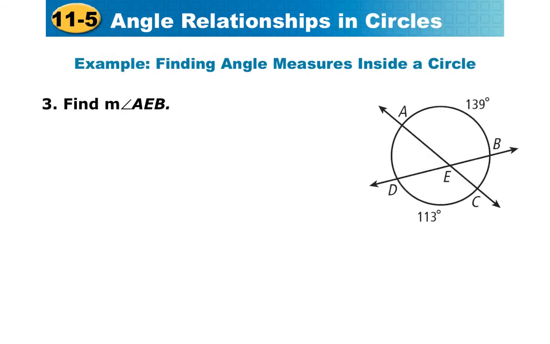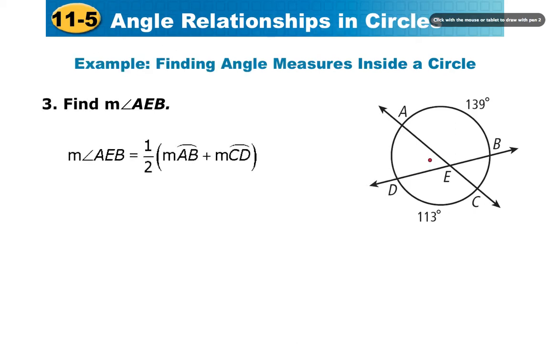Okay, let's move on to the next example. In this case, they want you to find the measurement of angle AEB. So we're going to apply that theorem that you just saw, 11.5.2. This is the equation that we get once we apply the theorem. The measurement of angle AEB is equal to the sum of these two arcs, AB and DC, multiplied by half or divided by 2. Once we substitute, we get 139 plus 113. This gives me 252. I multiply that by a half or divided by 2, and that's how we end up with 126.